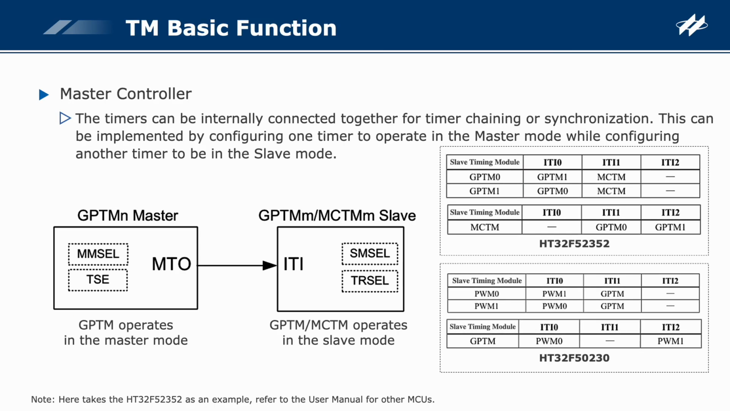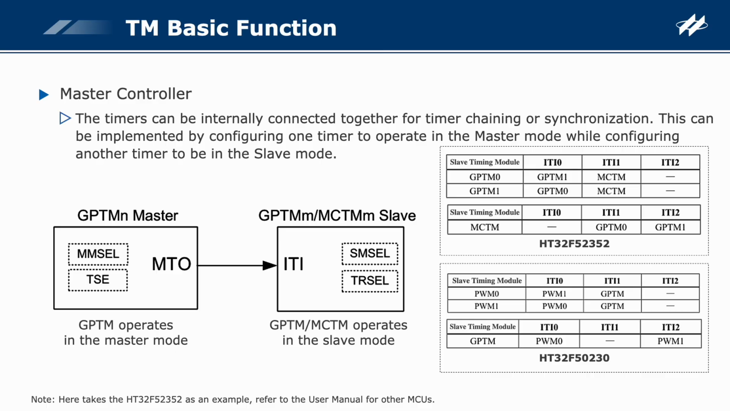The PWM, GPTM, and MCTM can be internally connected together for timer chaining or synchronization. This can be implemented by configuring one timer to operate in the master mode, while configuring another timer to be in the slave mode. On the right are the internal trigger connection tables for the HT32F52352 and the HT32F50230.